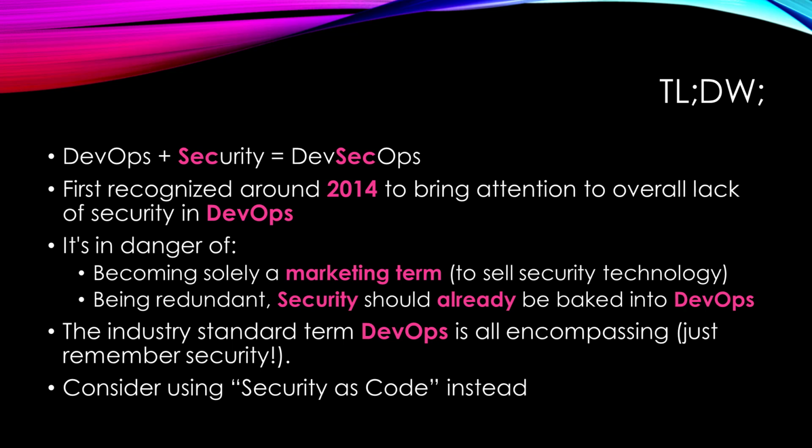The too long didn't watch of this presentation is that DevOps plus security equals DevSecOps. It was first recognized around 2014 to bring attention to the overall lack of security in DevOps, and it's currently in danger of becoming solely a marketing term to sell security software, and it's also sort of redundant. Security should already be baked into DevOps. The industry standard term of DevOps is all-encompassing. Just remember security. And consider using security as code instead.